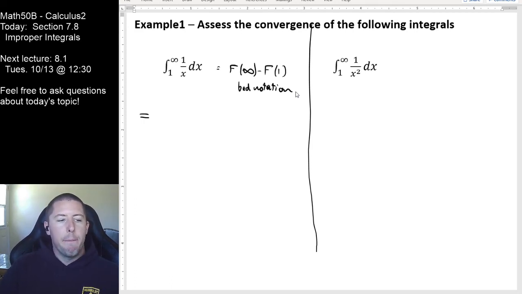But infinity is not a number that you plug in as a function value. We think of these in terms of limits is how we notate these typically. So the first thing I'm going to do is rewrite this in terms of a limit statement.